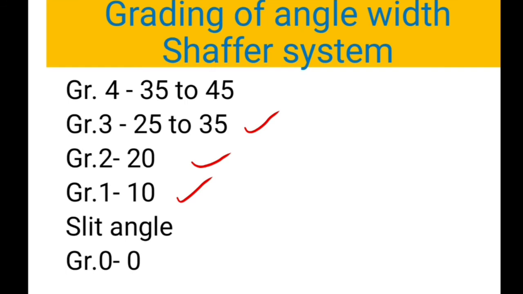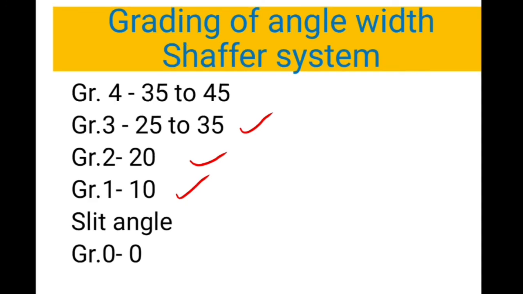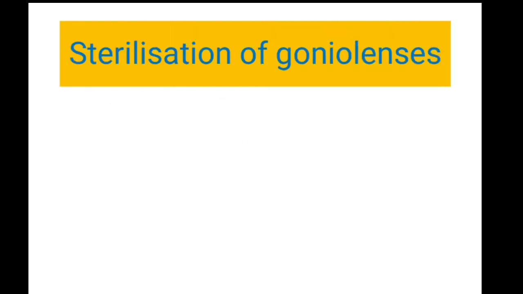Then we have one more called the slit angle, in which there is no obvious iridocorneal contact, but there is no angle structure which can be seen. In grade 0, the angle is closed due to iridocorneal contact and is recognized by the inability to identify the angle structures. Okay, so how do you sterilize these goniolenses?